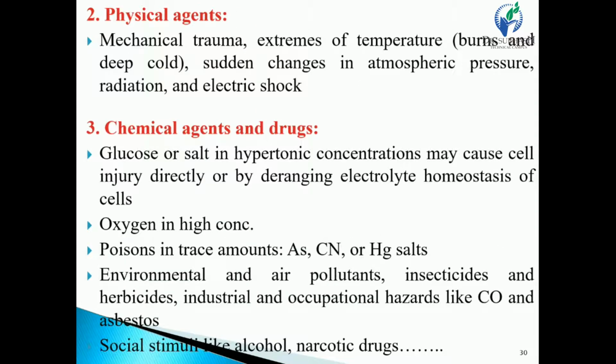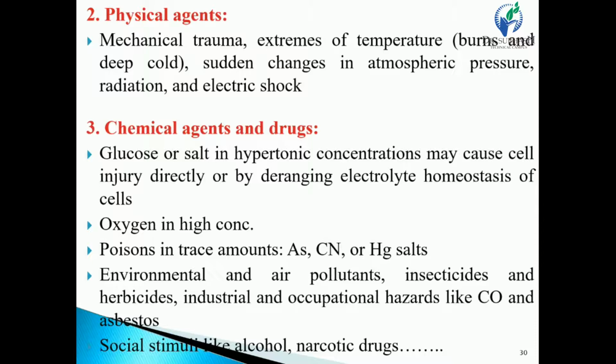Second item is physical agents. Here, while considering physical agents, it could involve mechanical trauma, like road accidents, thermal trauma, that is by heat or cold or burns, or we can say extremes of temperature. Next one could be sudden change in atmospheric pressure, radiation, and electricity, that is electrical shock. Radiation may involve UV and ionizing radiation, and as I discussed, a rapid change in atmospheric pressure could even lead to injury.